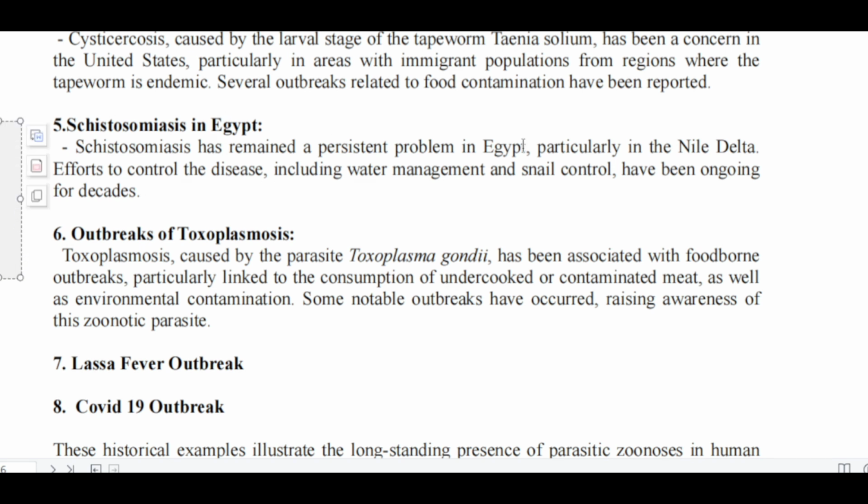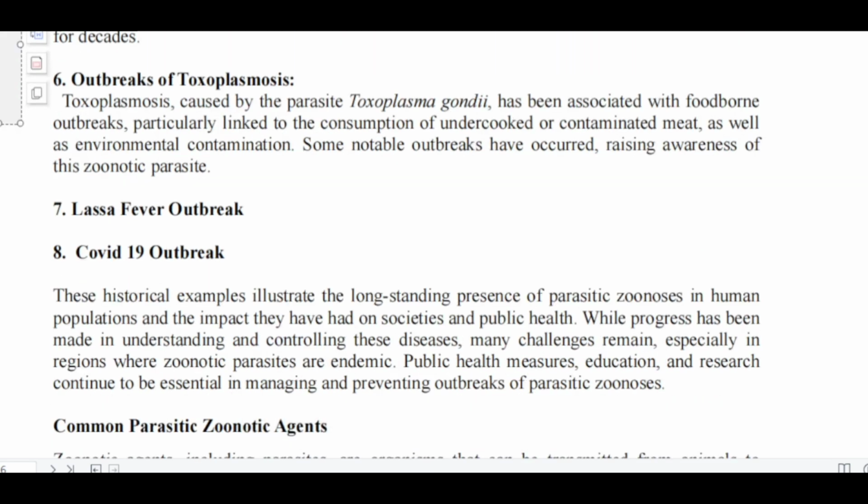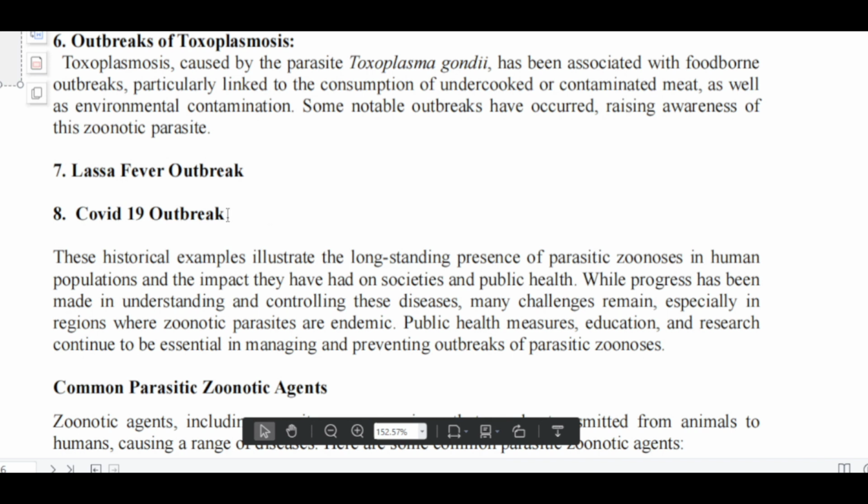Now, as you can see, I have mentioned Lassa fever outbreak and COVID-19 outbreak. These are also major pandemic or major zoonotic diseases that we really will never forget. So I left them blank for you, students, to go and write about the outbreak of these diseases as your assignment. That's Lassa fever as well as COVID-19, and that will be your CA.